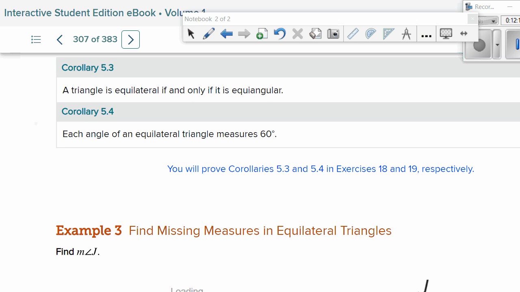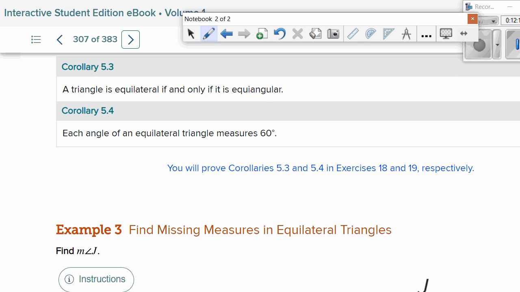Okay, we got these two, corollary 5.3 and corollary 5.4. We've done these before. Now we're just making it official. If the triangle is equilateral, then it's also equiangular. If the triangle is equilateral, then each angle measure is going to be 60. So we've talked about that before, but let's highlight it so you can remember to look at that.